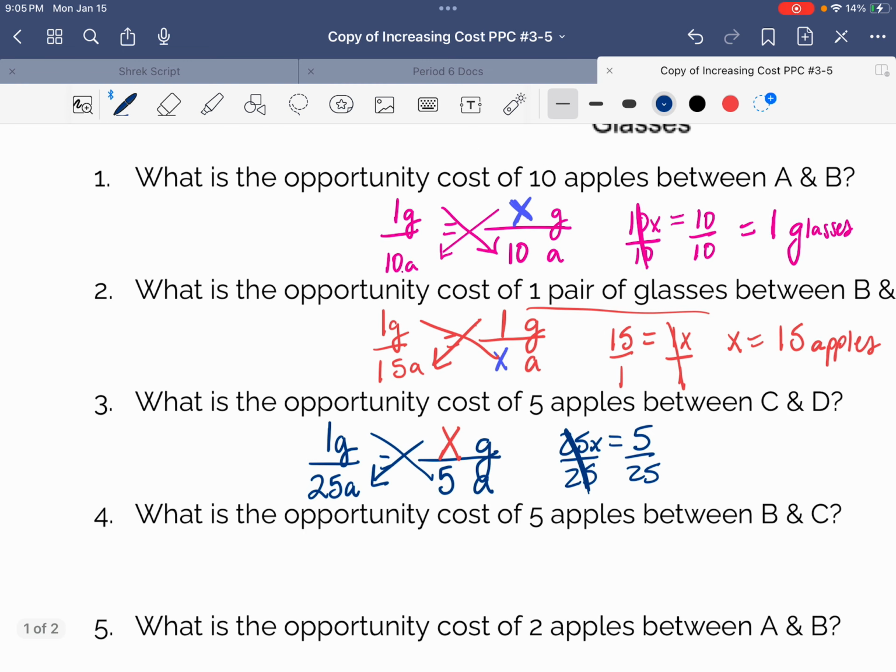5 divided by 25, you could write as a fraction. So it could be 1 over 5, because 5 is how we simplify that. Or that is 0.2. And if you put it in a calculator, 5 divided by 25 or 1 divided by 5. And what were we looking for? We made 5 more apples, so we lost out on glasses. Okay.